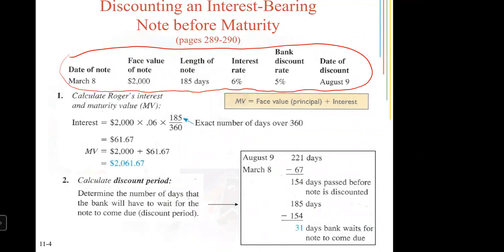So how many more days are left on the note? You subtract that 154 from 185. And so the bank is going to be holding that note for 31 days. And so that is how they're going to work out their interest. Their interest will be for 31 days of holding the note, and their rate of interest is 5%.